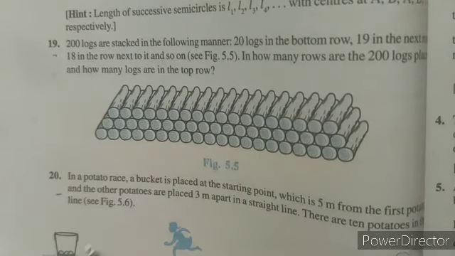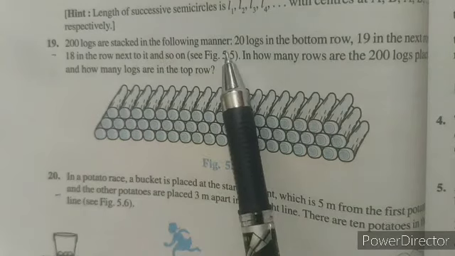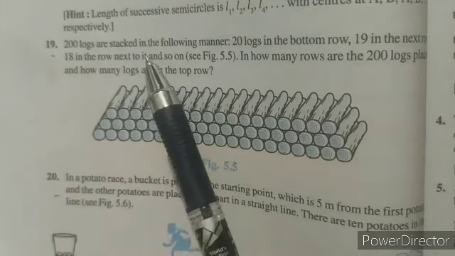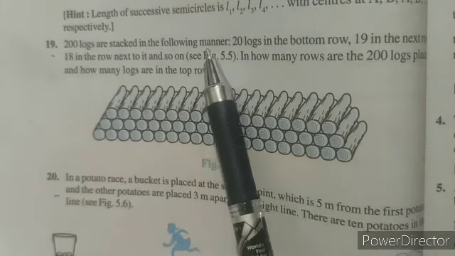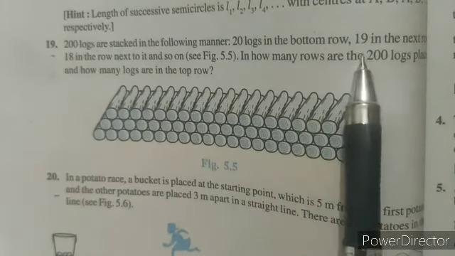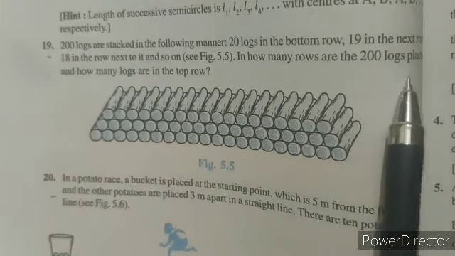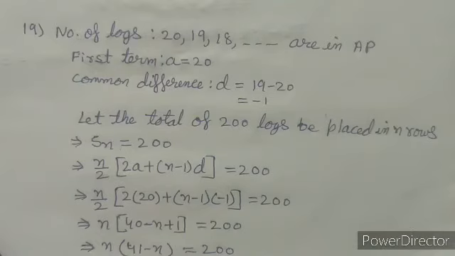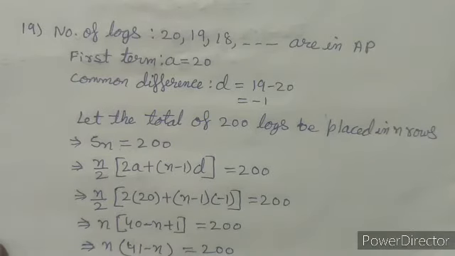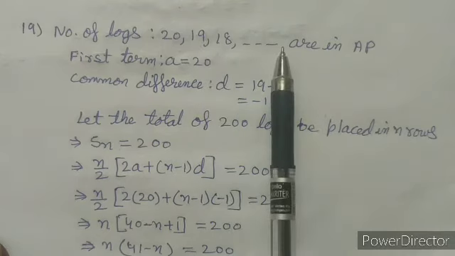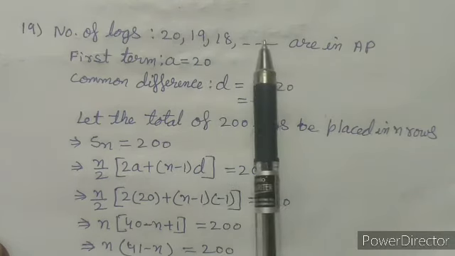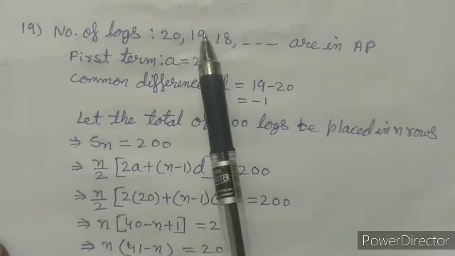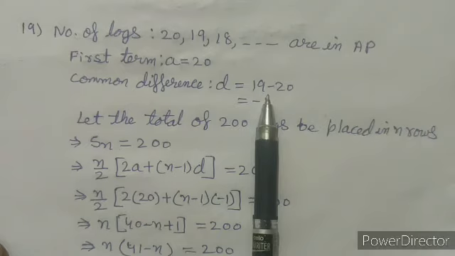19th question. 200 logs are stacked in the following manner: 20 logs in the bottom row, 19 in the next row, 18 in the row next to it, and so on. In how many rows are the 200 logs placed, and how many logs are in the top row? Now the number of logs is 20, 19, 18 and so on, and these are in AP with first term a equal to 20 and common difference d equal to 19 minus 20, that is minus 1.